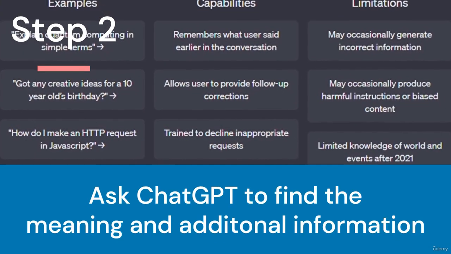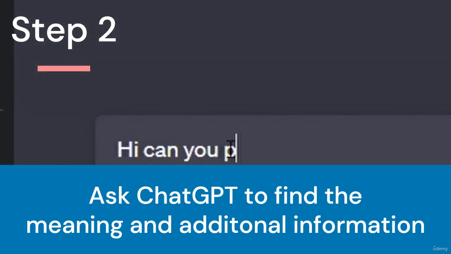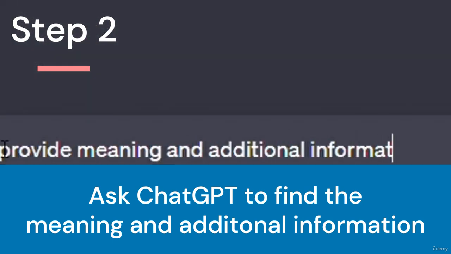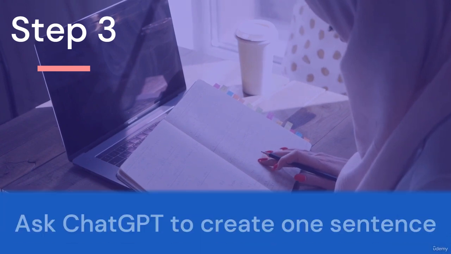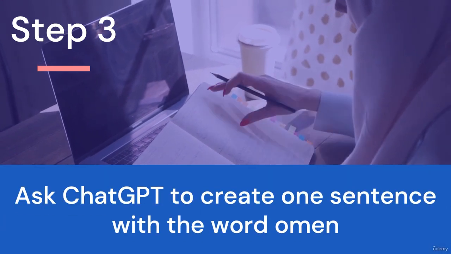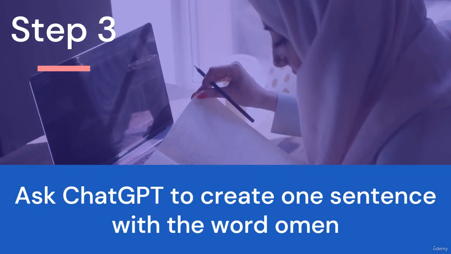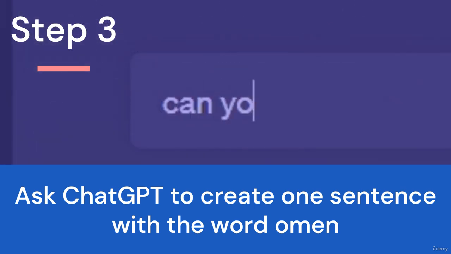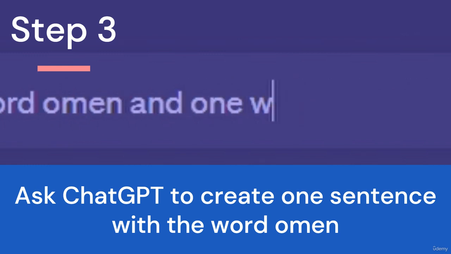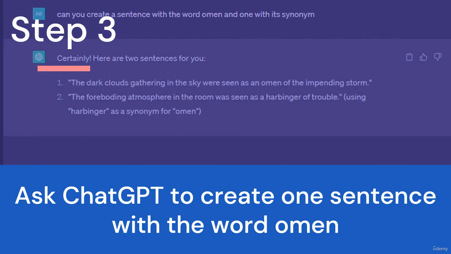In step 2, ask ChatGPT to find the meaning and additional information on the word using a prompt like, "Can you provide meaning and additional information of the word omen?" In step 3, ask ChatGPT to create one sentence with the word omen and another with its synonym using a prompt. For example, a prompt that can be added is, "Can you create a sentence with the word omen and one with its synonym?" Note down these sentences and try to use them in your daily conversations.